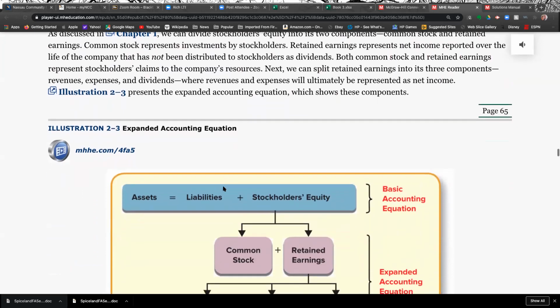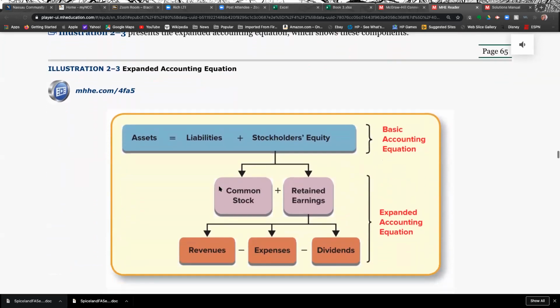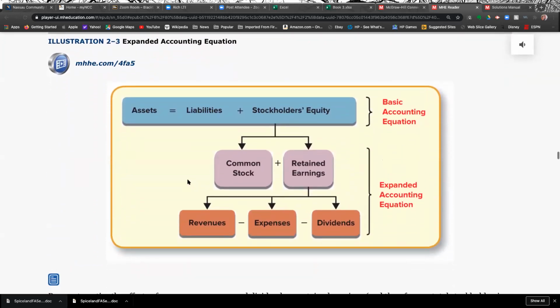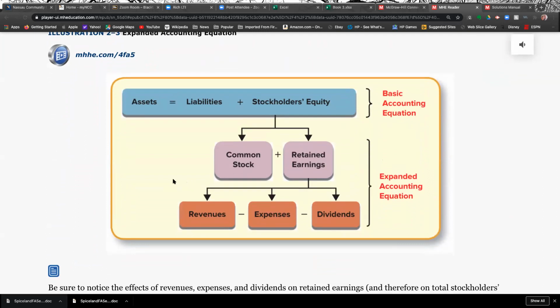Okay. Now, they're showing you that we can expand this accounting equation. Up to now, we said assets equal liabilities plus stockholders' equity, but we know that stockholders' equity is made up of common stock and retained earnings. We knew that from chapter 1. But what is retained earnings made up of? Retained earnings is really net income minus dividends.